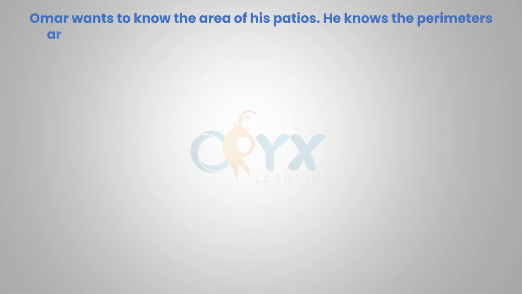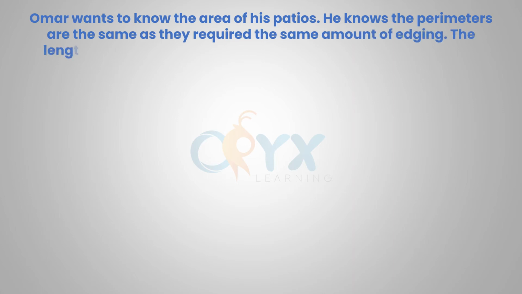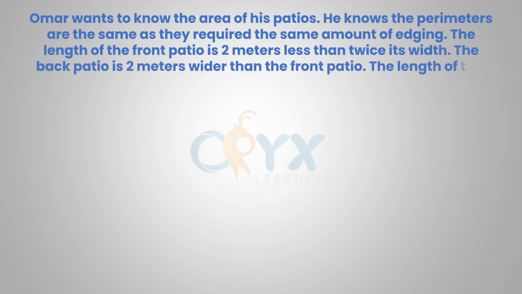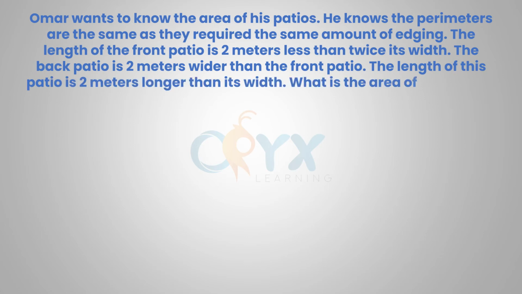Our next example, we have Omar wants to know the area of his patios. He knows the perimeter is the same as they require the same amount of edging. The length of the front patio is 2 meters less than twice its width. The back patio is 2 meters wider than the front patio. The length of this patio is 2 meters longer than its width. What is the area of the patios?